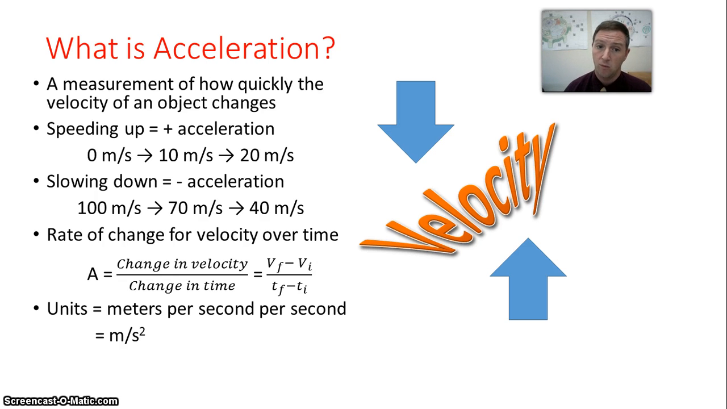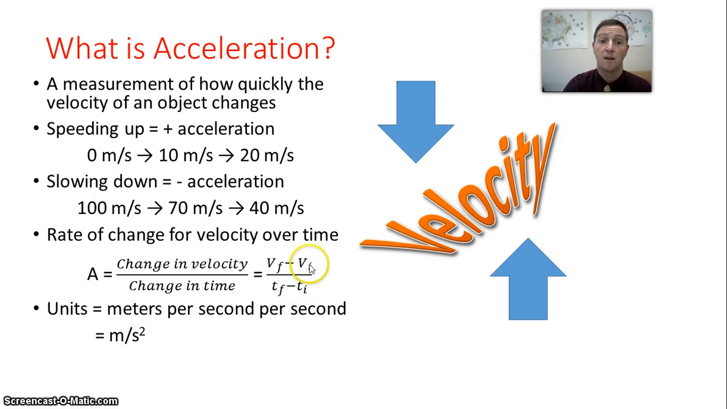Right? Now, how do I measure this? How do I calculate it? It's a rate, just like velocity was change in distance over change in time. Acceleration is the change in my velocity over a certain time period. So my change in velocity divided by my change in time. My final velocity minus my initial velocity divided by my final time minus my initial time. This numerator is my change in velocity. The denominator is my change in time.